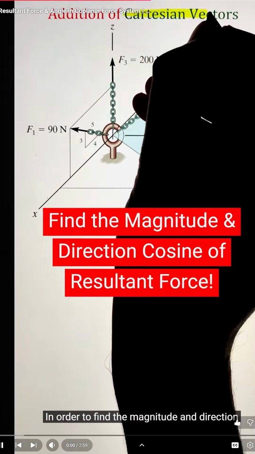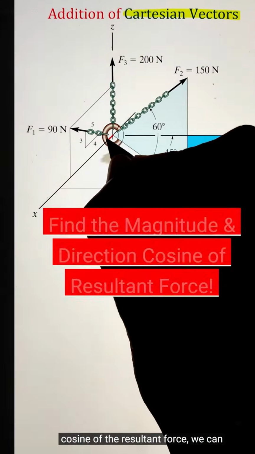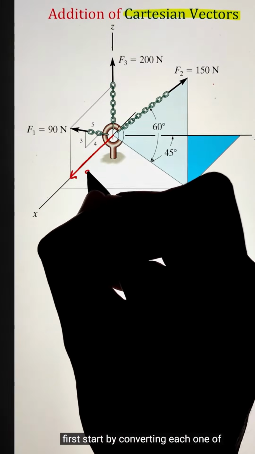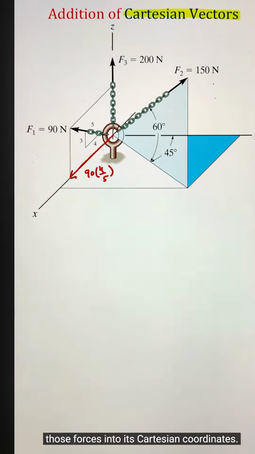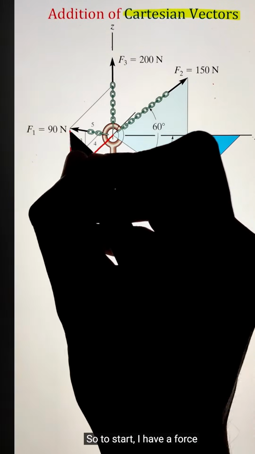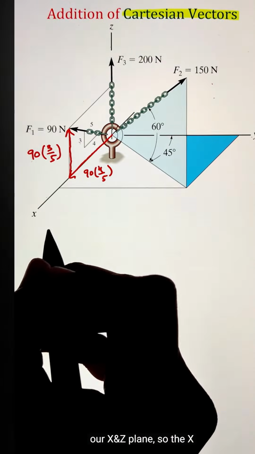In order to find the magnitude and direction cosine of the resultant force, we can first start by converting each one of those forces into its Cartesian coordinates. So to start, I have a force F1. It is on our x and z plane.